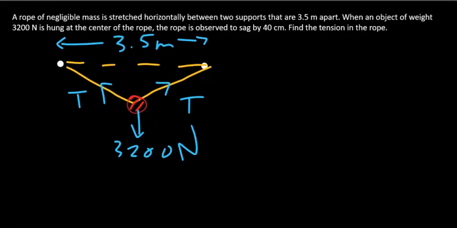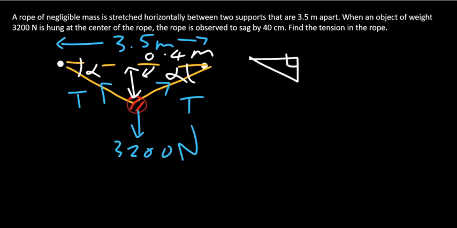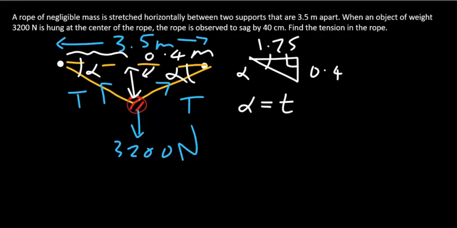Now we can take this angle, say, to be alpha, so that is also alpha by symmetry. Now let's not forget that this distance right there is 40 cm, or 0.4 meter. Basically what that means is you have a right angle triangle, so this is 0.4 meter. This is 3.5 divided by 2, so 1.75 meters. That is that length right there, and that is alpha. So alpha can be determined immediately. It is arctangent of 0.4 over 1.75.